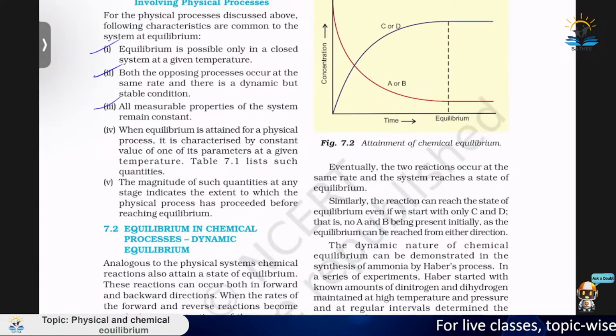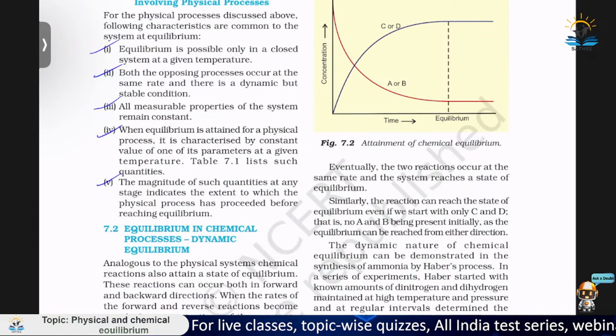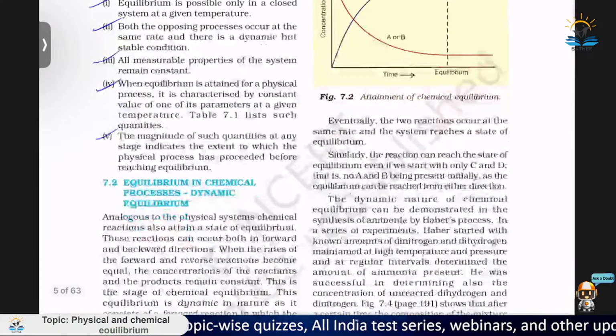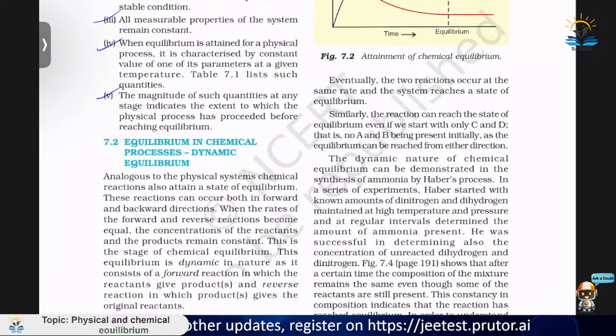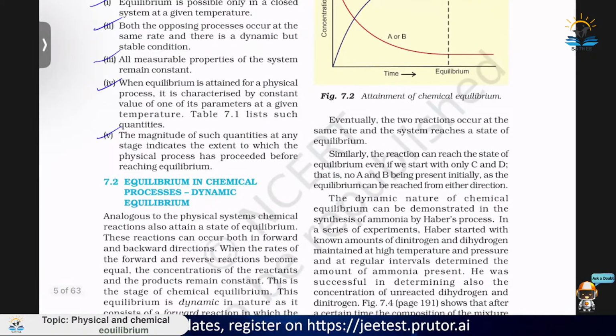There are some points regarding physical equilibrium. First, it is only possible in a closed system at a given temperature. Next, both opposing forces occur at the same rate, so there is a dynamic condition. All measurable properties remain constant. Equilibrium is attained and it is characterized by a constant value of one of its parameters at a given temperature. The magnitude of these quantities at any stage indicates the extent to which the physical process has proceeded before reaching equilibrium. These characteristics can be concentration, pressure, mass, volume, anything.